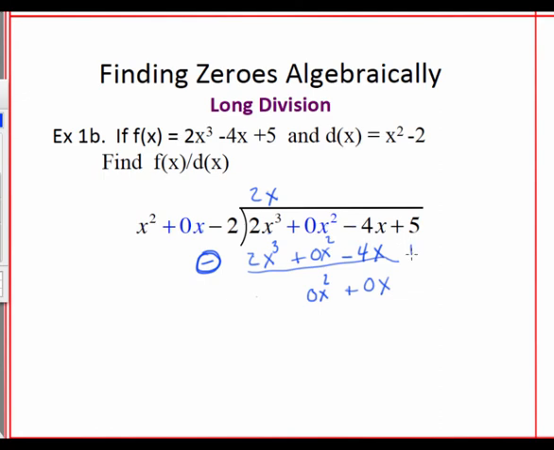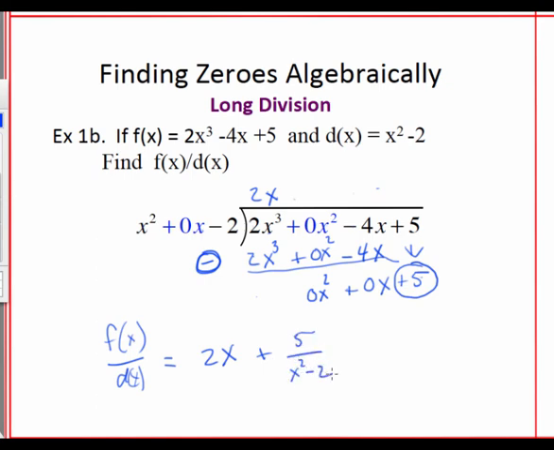And then bring down the 5. Now, look what happened there. There's nothing left for the x squared to go into. You would just have a plus 0 and a plus 0, and we're just left with this 5 hanging on to the end here. So that's really the only thing left after we divide is that 5. And x squared can't go into 5, so we're pretty much done right there. So our answer is f of x divided by d of x is 2x plus 5 over x squared minus 2.